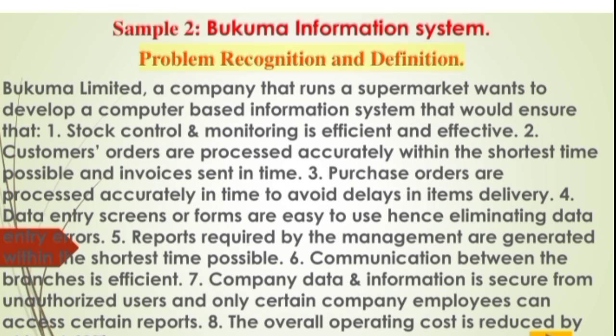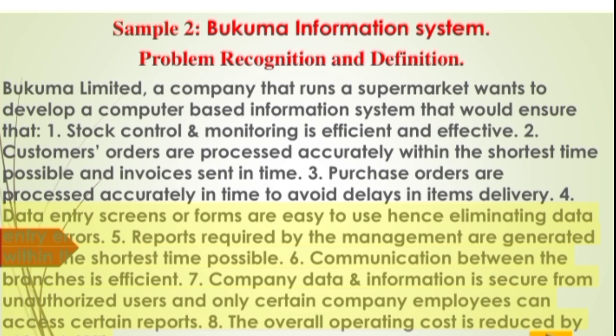Sample 2. Bukuma Information System. Problem recognition and definition. Bukuma Limited, a company that runs a supermarket, wants to develop a computer-based information system that would ensure that 1. Stock control and monitoring is efficient and effective. 2. Customers' orders are processed accurately within the shortest time possible and invoices sent in time. 3. Purchase orders are processed accurately in time to avoid delays in items delivery. 4. Data entry screens or forms are easy to use, hence eliminating data entry errors.